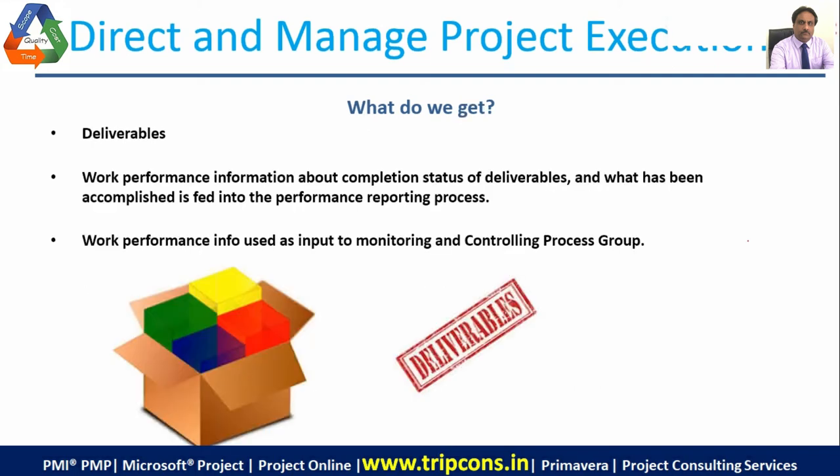So what do you get as an output? Deliverable. That is the first thing that you get. And along with the deliverable, you get work performance information, like what is the actual time taken, what is the actual cost, what is the actual work effort. Are you on time, are you on budget, are you on the work effort? The work performance information is used for the monitoring and controlling process group.